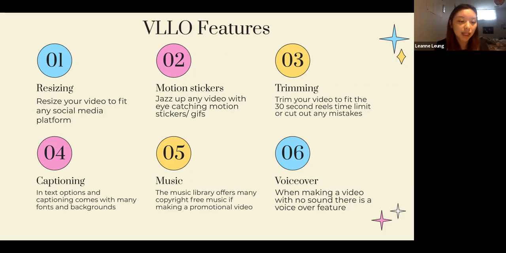And then captioning, the in-text options in captioning have many fonts, so you can change up the fonts and the font color and the font sizes, as well as the background of the captions. So you can change it to like blue or patterned or anything. They have a lot of options for that. And then music, the music library has a lot of copyright-free music, which is great if you're doing a promotional video or you're trying to post videos on your account without getting copyrighted. You can choose from the copyright-free music library.